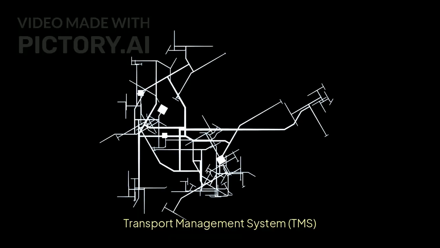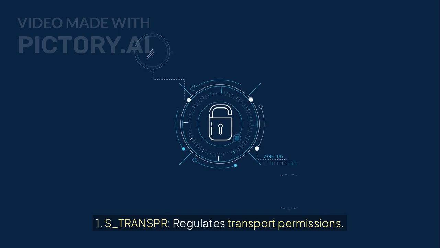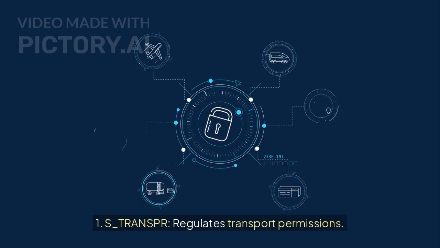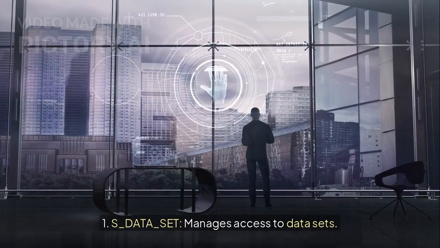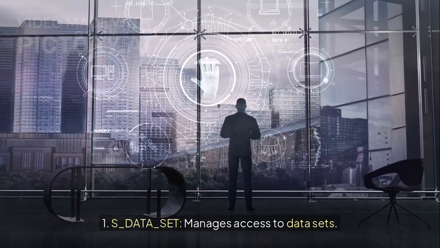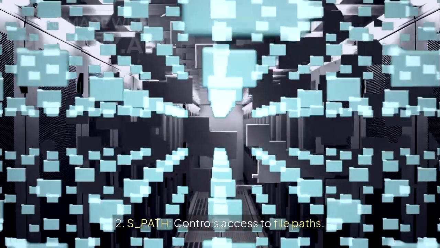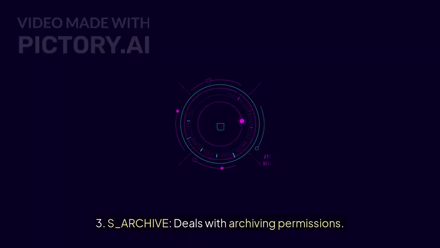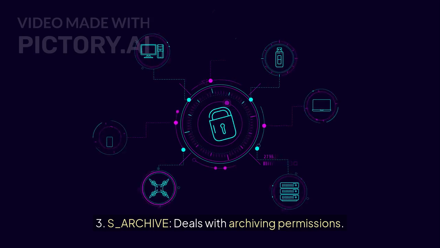Transport management system, TMS. 1. S_TRANSPRT regulates transport permissions. File access and archiving. 1. S_DATASET manages access to data sets. 2. S_PATH controls access to file paths. 3. S_ARCHIVE deals with archiving permissions.